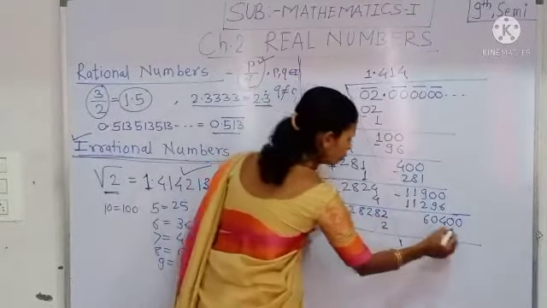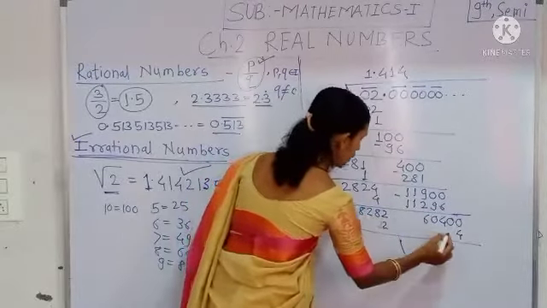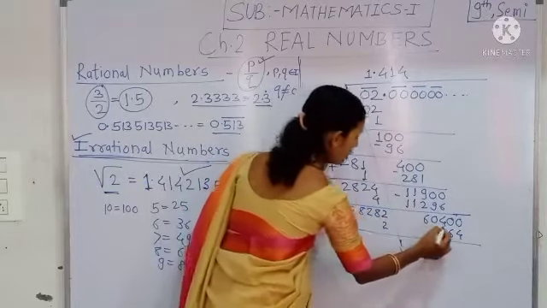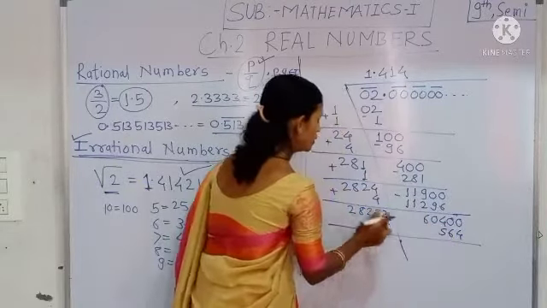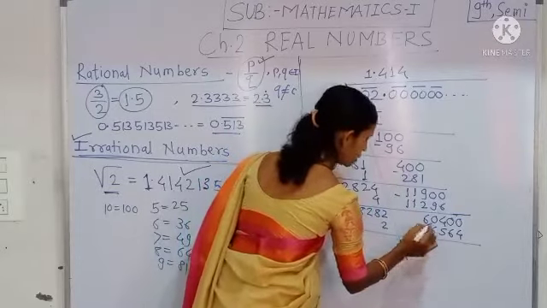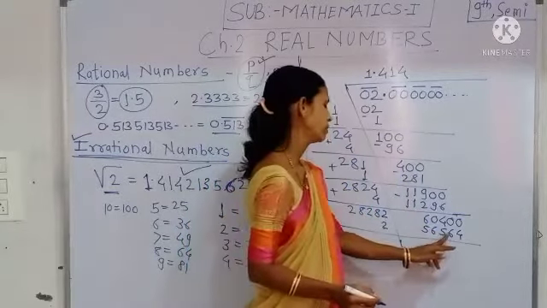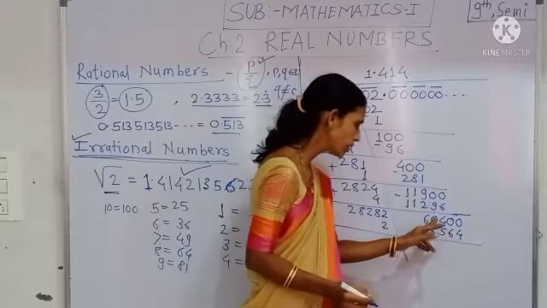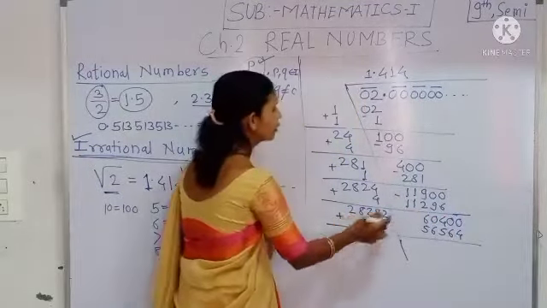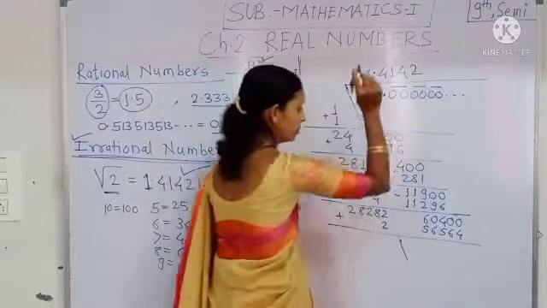See here, 2 into 2, 4. 2 into 8, 16, carry 1. 2 2s are 4 and 1, 5. 2 8s are 16, carry 1. 2 2s are 4 and 1, 5. That is 56,564, which is nearer to the 60,400. Therefore, the proper number is 2. Therefore, we have to write here 2.